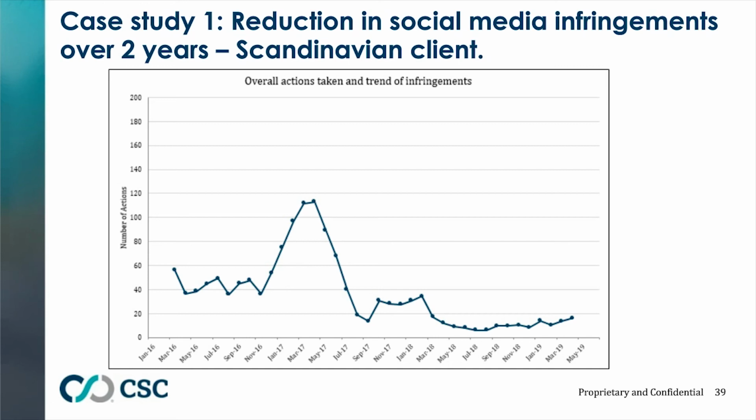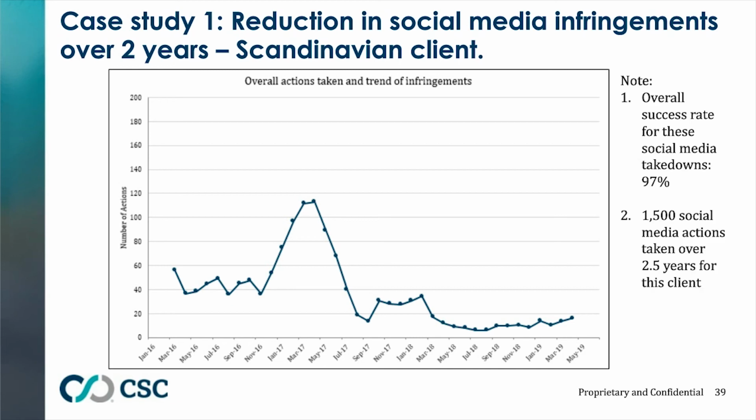It's slightly bumpy, but when you consider that over this period of time, the use of social media has expanded massively, what this graph is showing you is that we managed to keep control of the infringement situation on social media for this time in a very good way. In fact, over the period of time we're looking at, we had an overall success rate for takedowns of 97%, with about 1,500 actions taken over the 2.5 years. So it is possible to have quite high volumes of takedown on social media.